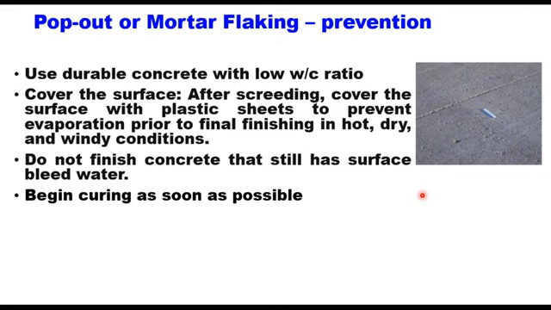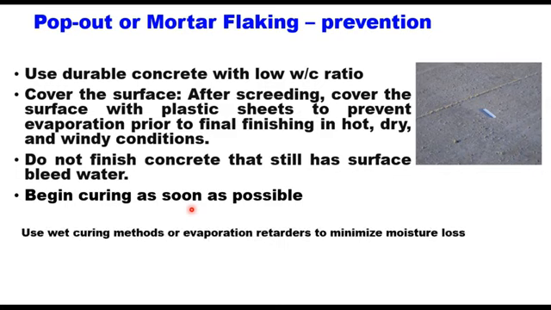Prevention is to use durable concrete with low water cement ratio. Cover the surface after screeding. Cover the surface with plastic sheet to prevent evaporation prior to final finishing in hot, dry and windy conditions. Do not finish concrete that still has surface bleed water and begin curing as soon as possible. Use of wet curing methods or evaporation retarders to minimize moisture loss can also help reducing the pop out.